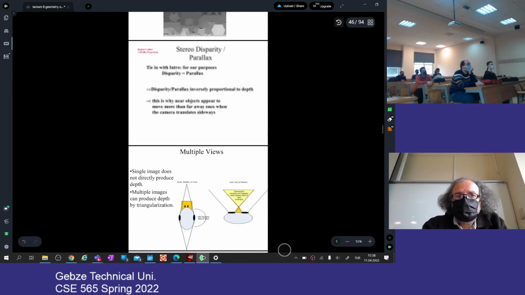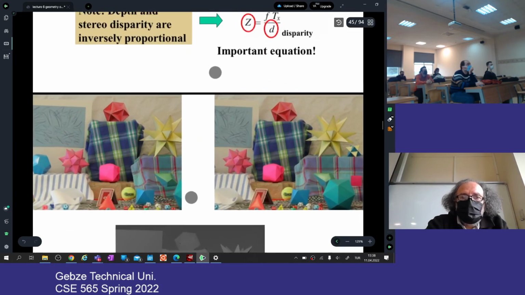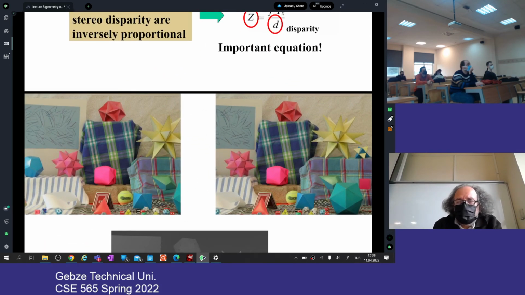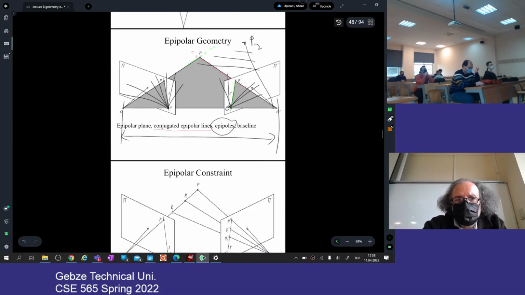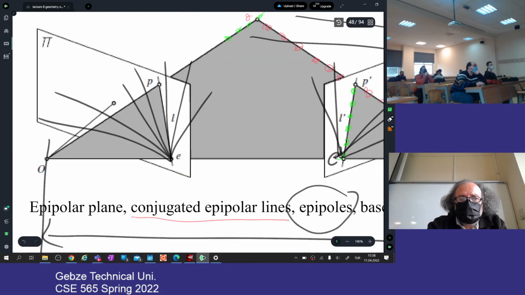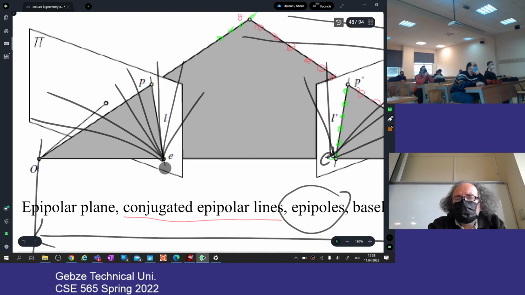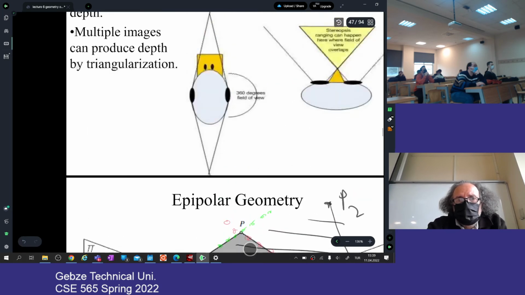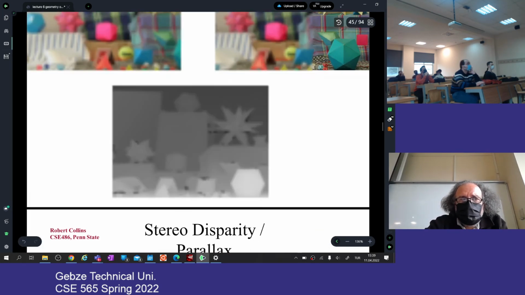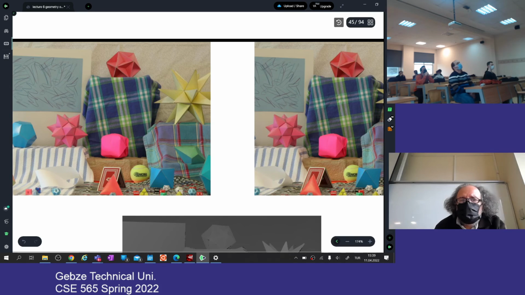Question for you. Where is the epipolar point for these two images? For this image, there is an epipole where all the conjugated epipolar lines go through. Where is the epipole for this image, and where is the epipole for the other image?